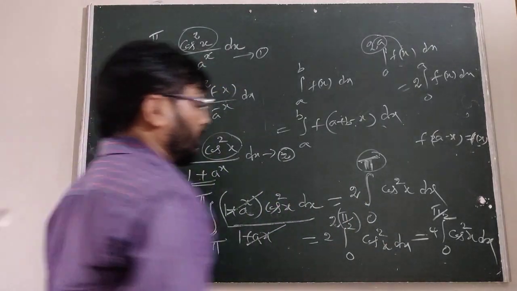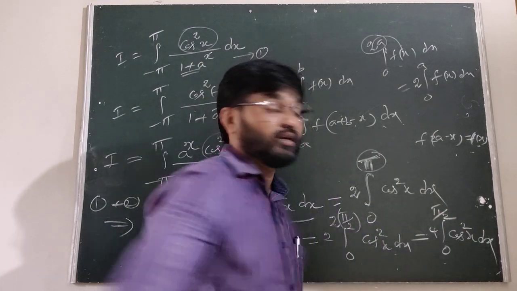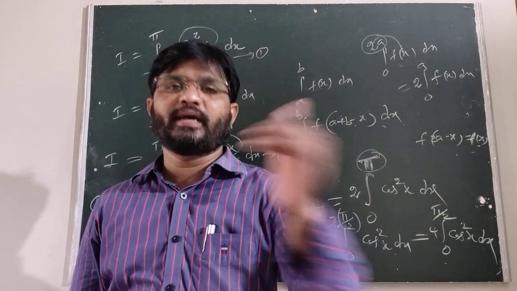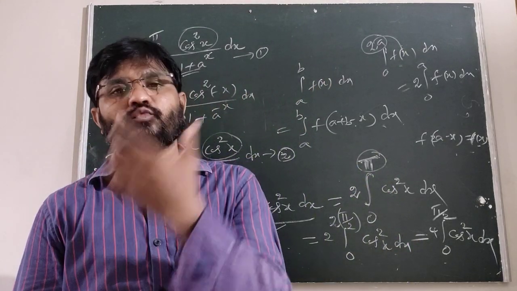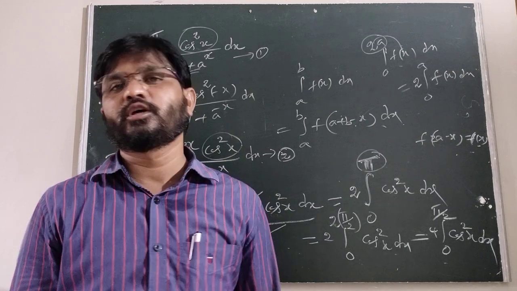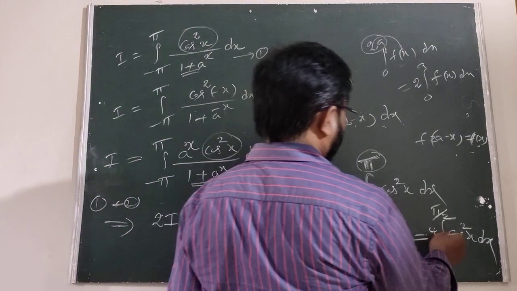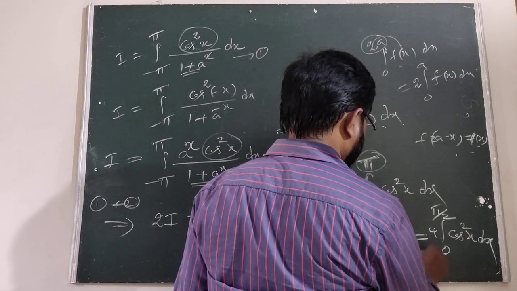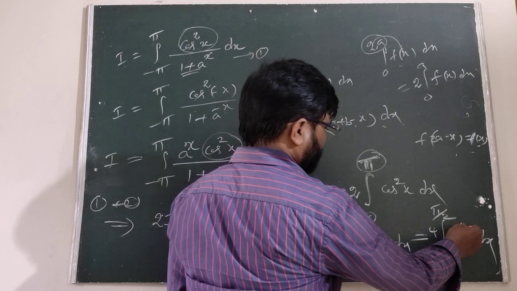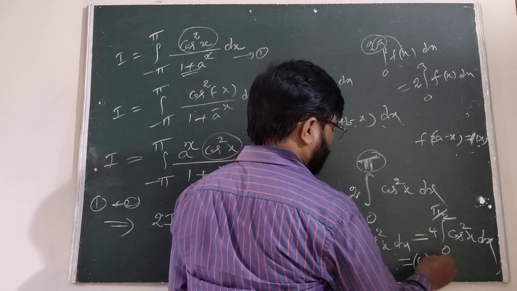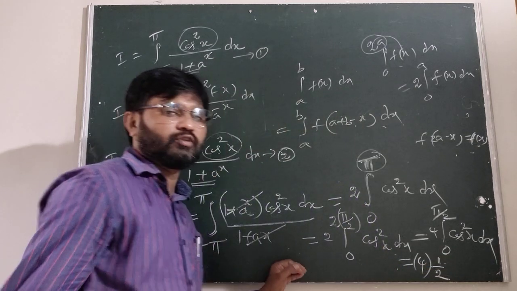And another method is we have to know that 0 to pi by 2 cos power n x dx. Reduction formula: n minus 1 by n, n minus 3 by n minus 2. If n is even we put pi by 2, if odd, we can write 2 by 3 into 1. Therefore here, 4 into, is it clear? 4 into n minus 1, n minus 1 is 2 minus 1, n minus 1 by n. Directly we got 1 by 2.